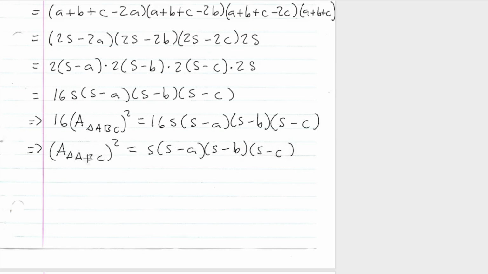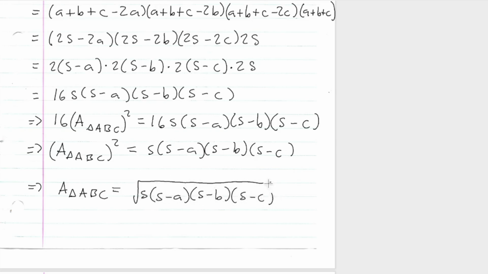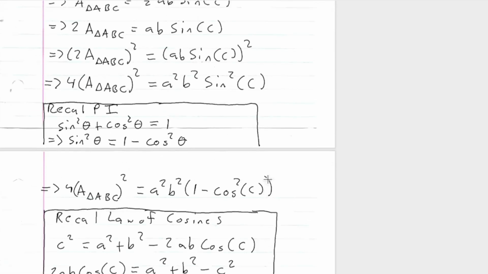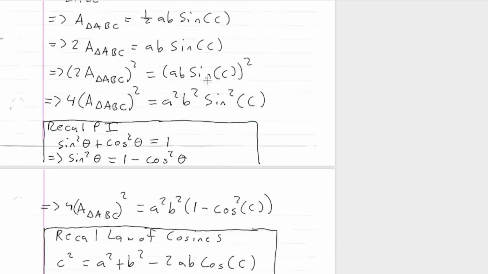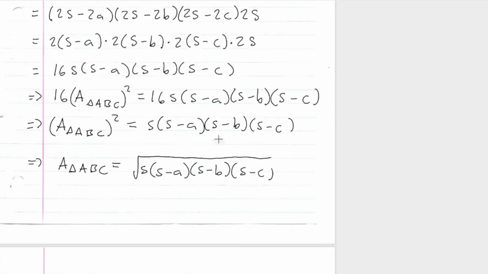And then to get the area of triangle ABC without the squared, I can take the square root of both sides. And of course, since everything is positive, I only have to worry about the positive value, right? So this implies that the area of triangle ABC is equal to the square root of s times s minus a times s minus b times s minus c, which is Heron's formula. That is exactly what I tried to prove. And that is the proof of Heron's formula.